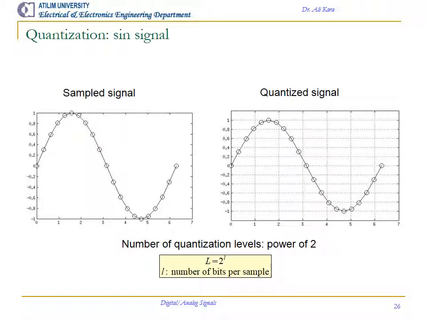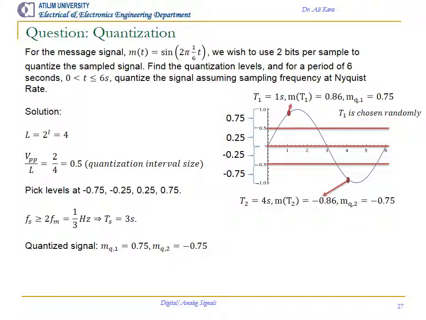Quantization, sine signal. Take this example of the quantization of a sine wave. Number of quantization levels is given as 2 to the power L, where L is the number of bits per sample. Question: quantization. For the message signal m(t) = sin(2π(1/6)t), we wish to use 2 bits per sample to quantize the sampled signal. Find the quantization levels, and for a period of 6 seconds, quantize the signal assuming sampling frequency at Nyquist rate.